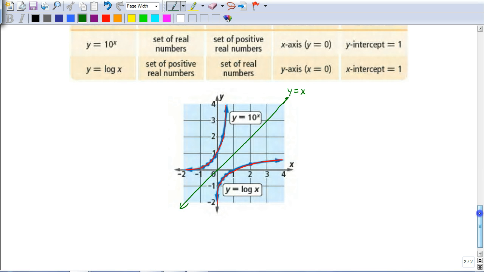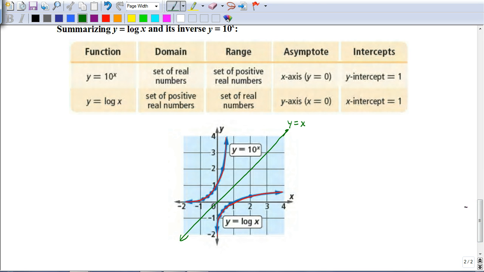So there are some important things to notice about these. When you have something in the form y equals 10 to the x, it always has a domain of the set of all real numbers and a range of the set of all positive real numbers, because it's greater than 0. When it's in exponential form, it has an asymptote. That's the x-axis, or the line y equals 0. And its y-intercept is always going to be where y is 1 and x is 0.